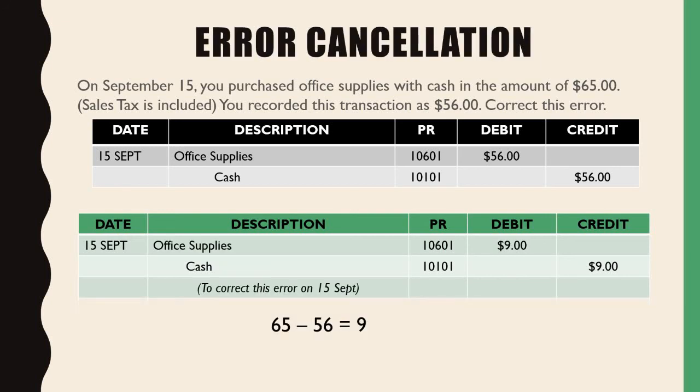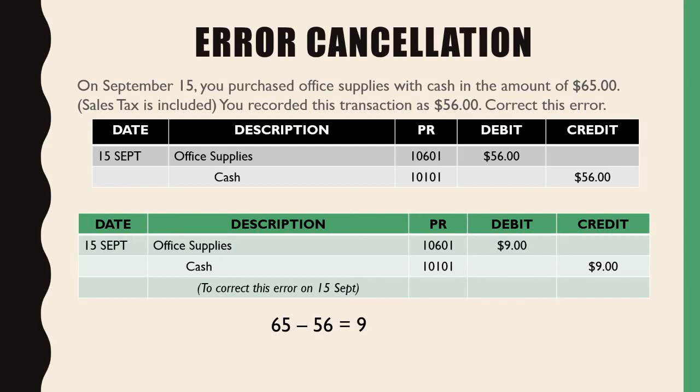Now the next one, I did the same scenario. We bought the same supplies for $65, but we recorded it as 56. This time we're going to be doing the error cancellation. Now what we have to recognize is the difference between 65 and 56, and we recognize it's just $9. Now let's look at the scenario and how we can adjust it this way.